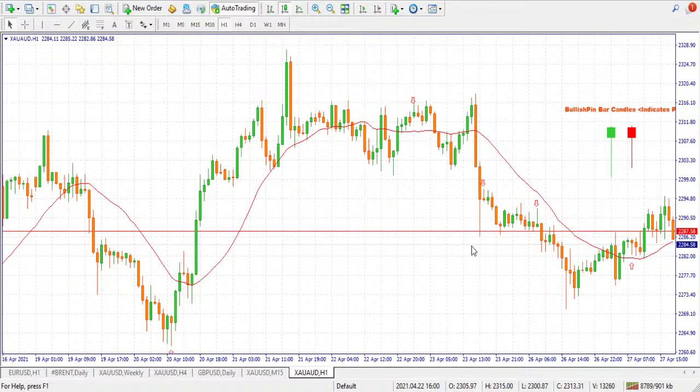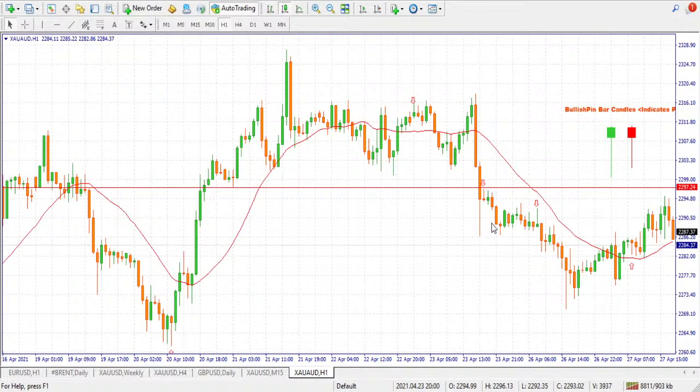Just a second, let me remove the red line you're seeing on the screen. This horizontal red line is basically just the ask line. It's out now. So when you see this pin bar, you sell it, and have your stop loss above this high.